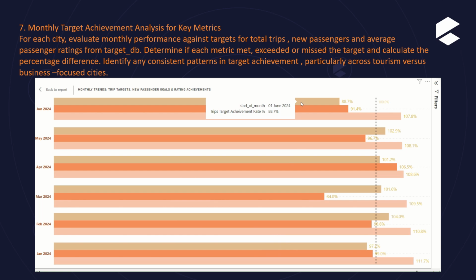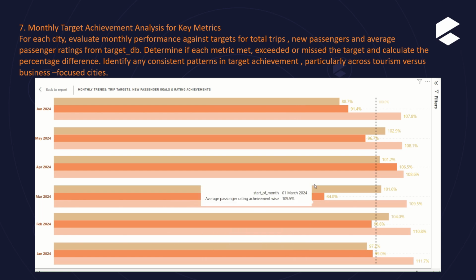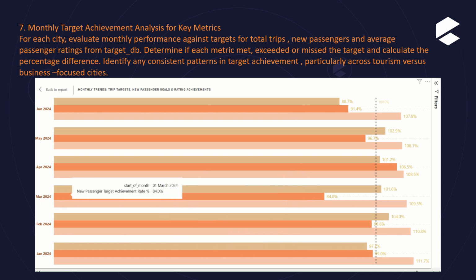This can be attributed to the fact that business and tourism focused cities such as Jaipur will have the highest, while only the business focused cities have the highest trips in the month of March, whereas only tourism focused cities have the highest trips in the months of May and June.